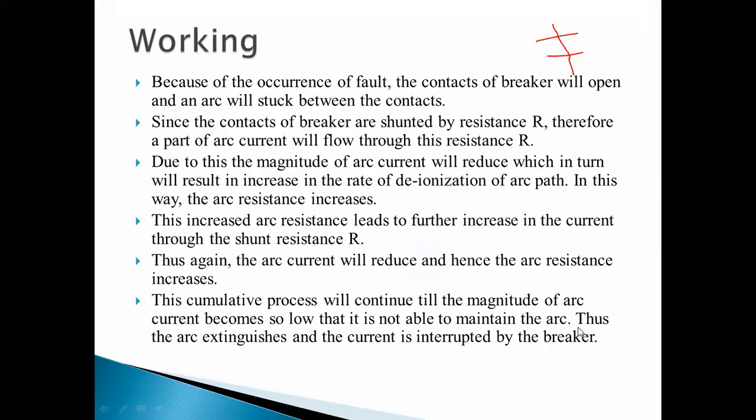म्हणजे ही प्रोसेस काय होणार आहे? कंटिन्यू राहणार आहे. So after some time, what happens? That arc resistance will increase, means whatever current is flowing through that arc will decrease, and the arc will completely deionize. The current becomes too low to maintain that arc. So the arc extinguishes, and the current is interrupted by the breaker.